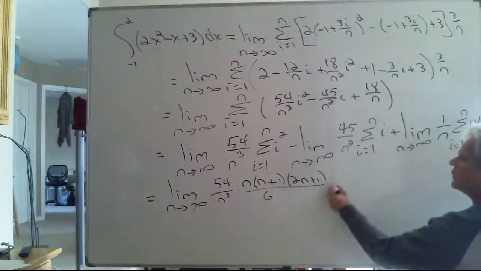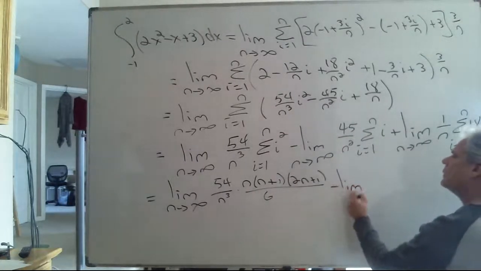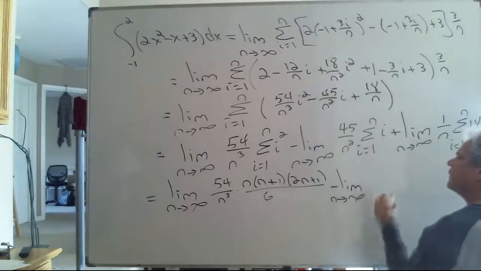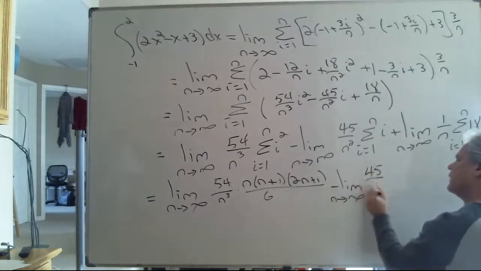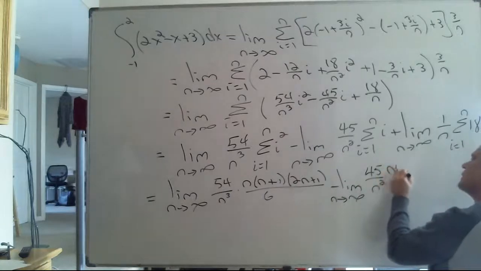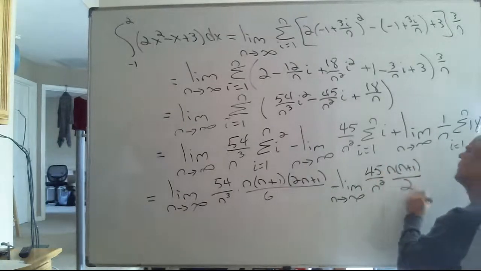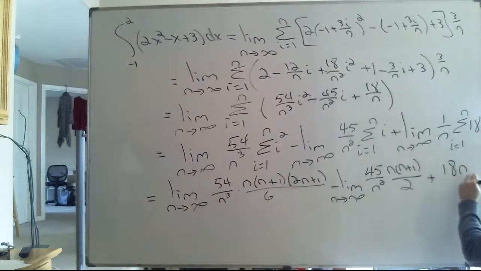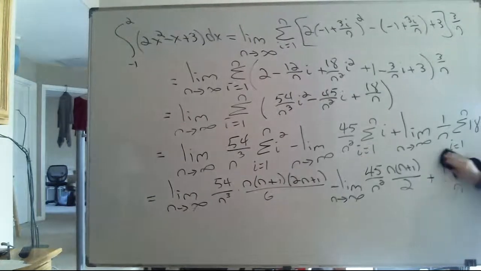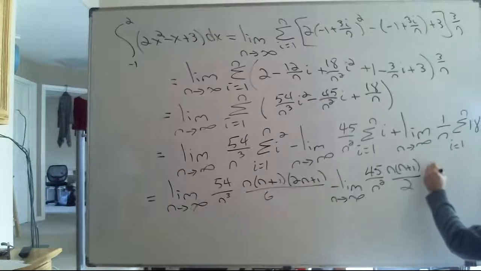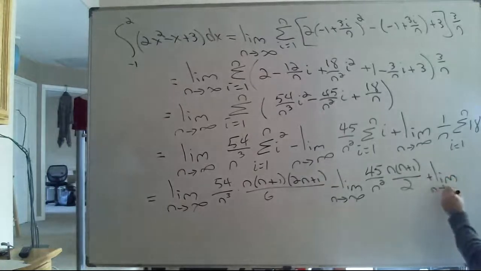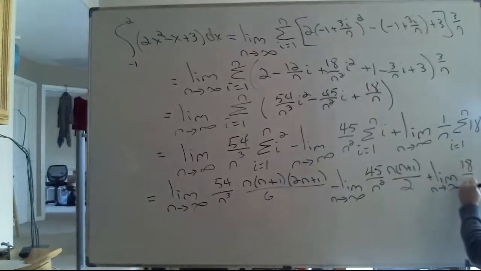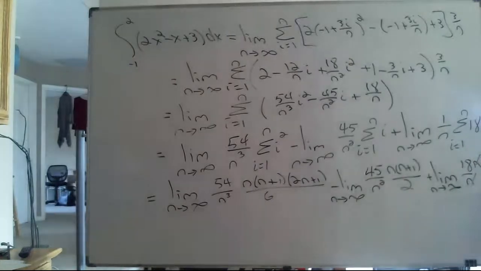And I think likewise over here, the sum of i, you and I have already found out that that's nothing more than this. And lastly, adding 18 to itself n times simply gives me 18n. Of course, the n's are going to cancel. And that being the case, let's evaluate these limits.